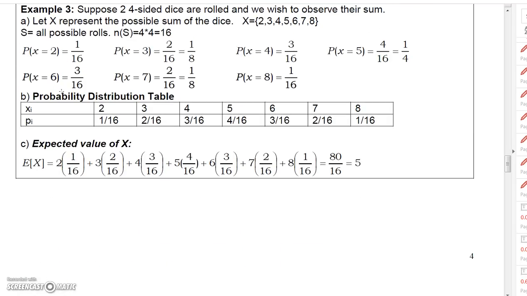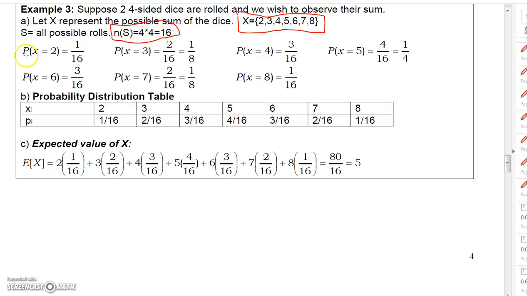Okay, in the next experiment, suppose that 2 four-sided dice are rolled and you wish to observe their sum. Well, for a four-sided die, the lowest roll you could get is 1, 1. The highest roll would be 4, 4. So you could only get sums 2 through 8. And remember, there's 16 ways to roll 2 four-sided dice, because there's 4 ways to roll the first die, 4 ways to roll the second die, so that gives you 16.